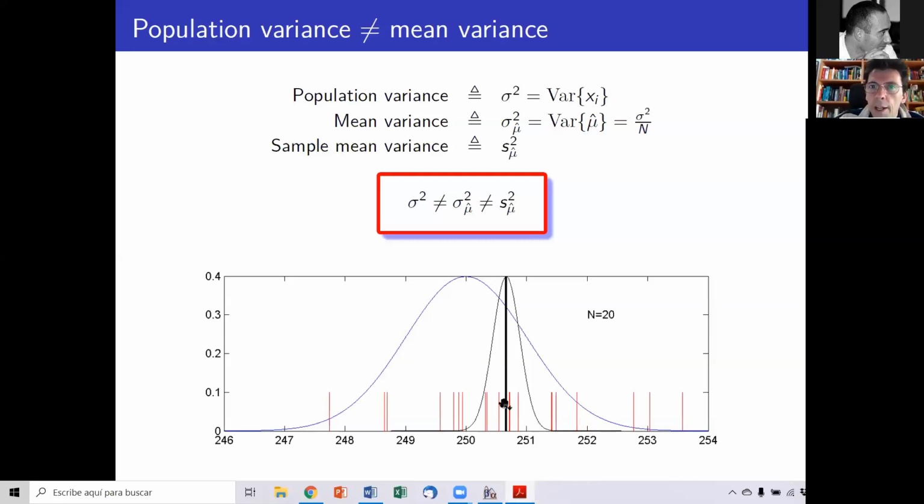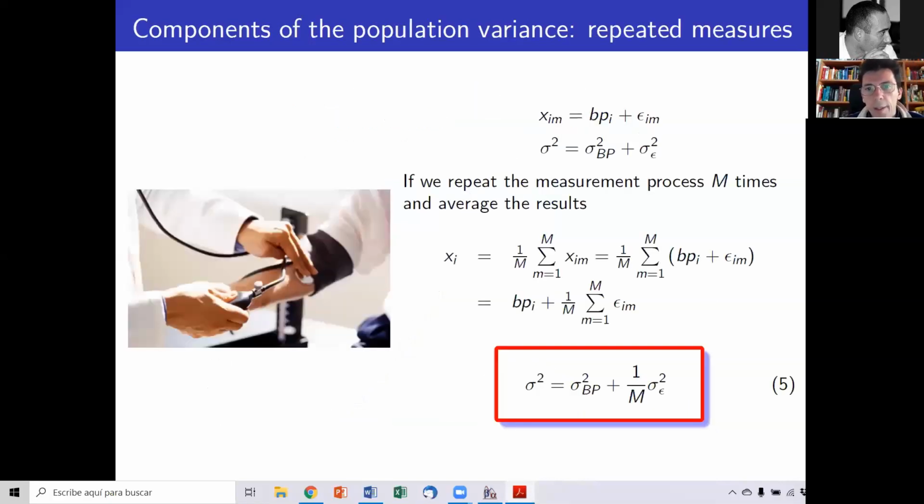The more tablets I have, the less uncertain I will be. And this is the same with animals. The animals are as variable as they are, but then my uncertainty about the mean of the effect of this treatment will be smaller and smaller the more animals I add.